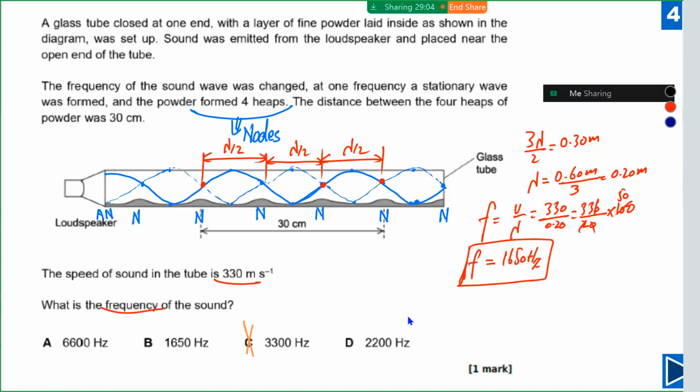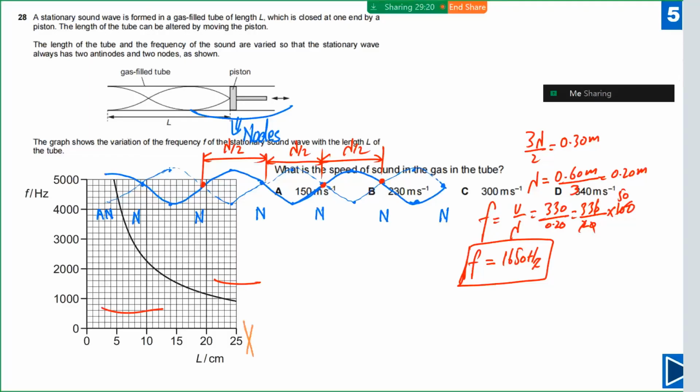This is how you need to approach these problems, because this distance is given to us, so we can compare it with lambda and find the value of lambda. I hope this one is clear to you. The answer for this one is B. Let's go to the next one now.